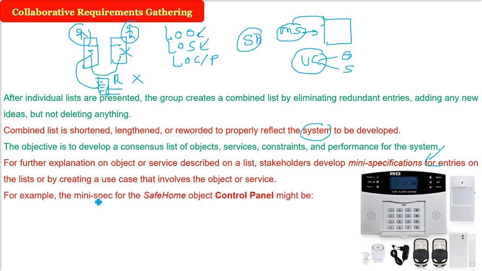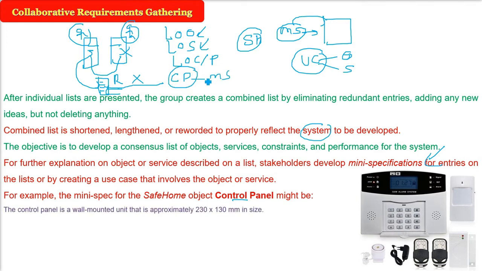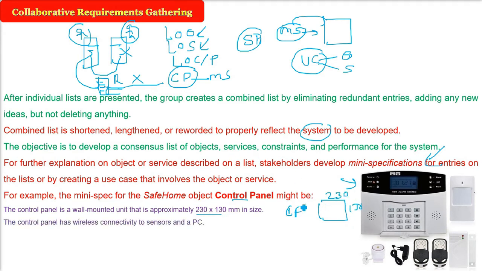So I'll show you a mini spec for this particular project, Safe Home Security. Say the control panel object needs to be discussed more. So how can this control panel be written if a stakeholder wants a mini spec? The mini specification will consist of, say, a control panel that will be wall mounted. That will be a unit, and the size is around 230 by 130 millimeters. And in the mini specs, we can have that the control panel will be wirelessly connected to the sensors, the PCs and the mobile. This can be another point in the mini specs.